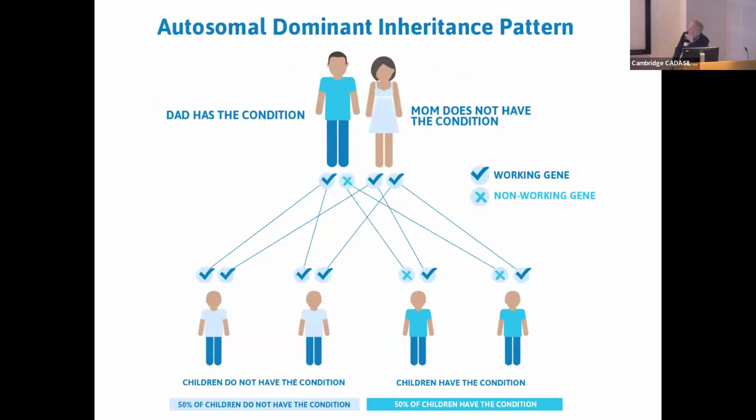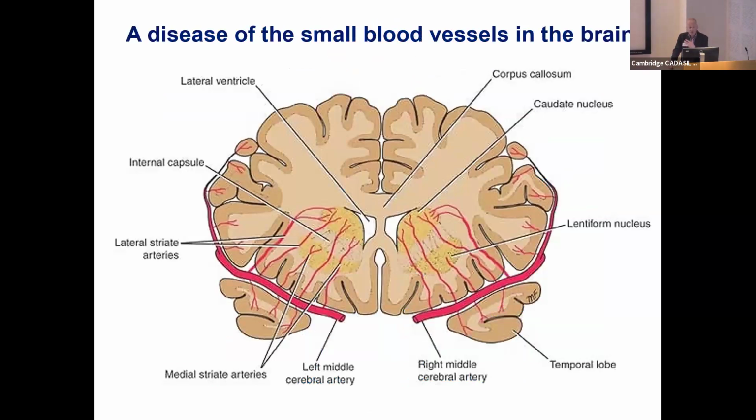So in an autosomal dominant condition, as we mentioned, dad's got the condition, so he's got one abnormal copy of the DNA. There's a 50% chance that a child of his will have the abnormal DNA. So if he's got 4 children, by chance 2 would be affected and 2 wouldn't. But of course, for every child, it's a random process. So that's inheritance of CADASIL.